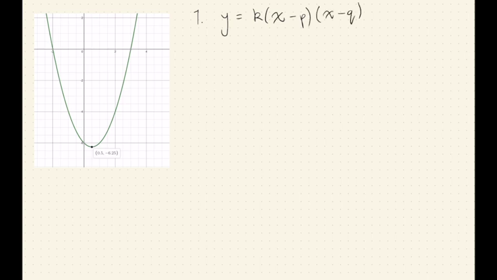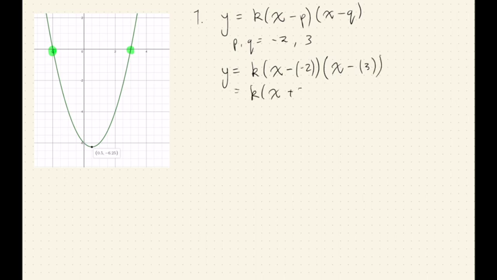And p and q are my x-intercepts. So what are they? Well, I've got minus 2 here, and that's a 3 there. So p and q are minus 2 and 3. So I put those into the formula. y equals k(x plus 2)(x minus 3). Right, let's deal with that.